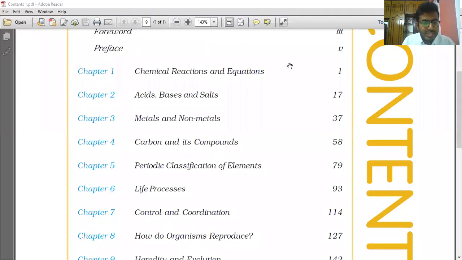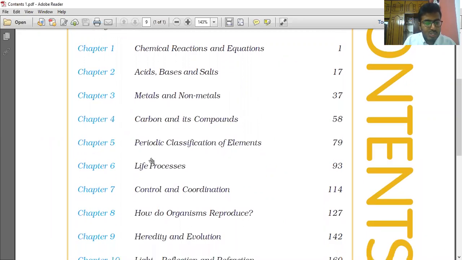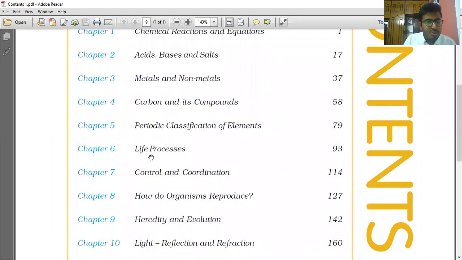Okay, the next section is the biology section, from chapter 6. From chapter 6 to 9, you will be having biology. Now the first chapter in biology is life processes. Life processes is a very interesting chapter actually. Whatever is happening inside your body, we will be discussing that.